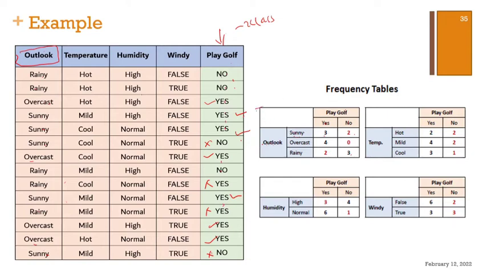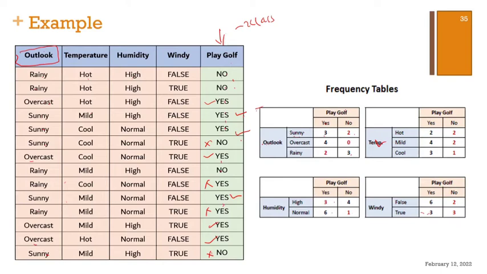You move on to temperature. You do the same thing for temperature. Check one after the other the values of temperature: hot, mild, and cool. Then assign them appropriately. Go to humidity. We have only high and normal in humidity. Assign it also appropriately. And also go to windy. Then we have exactly like this. So these are the frequency tables for all the variables.